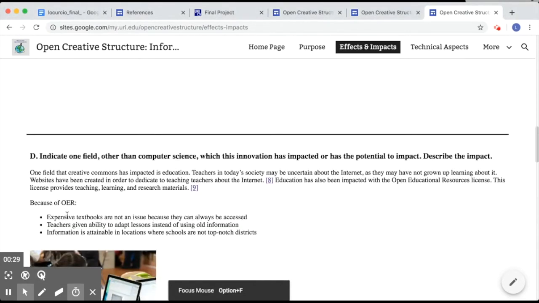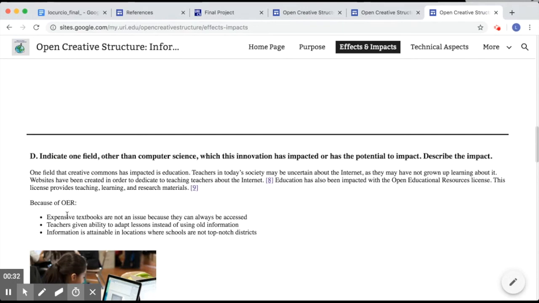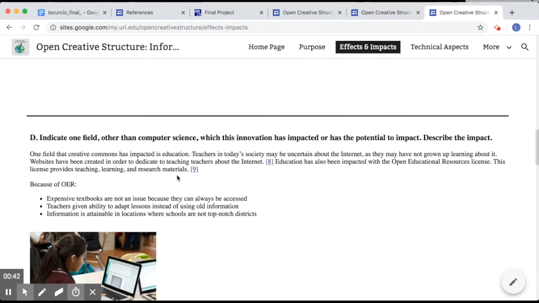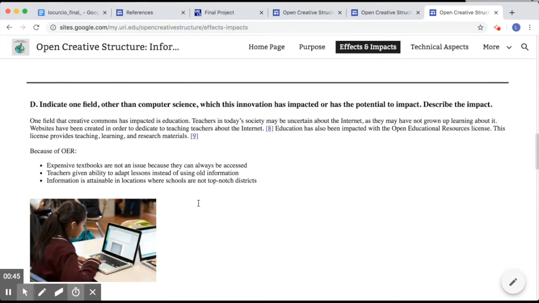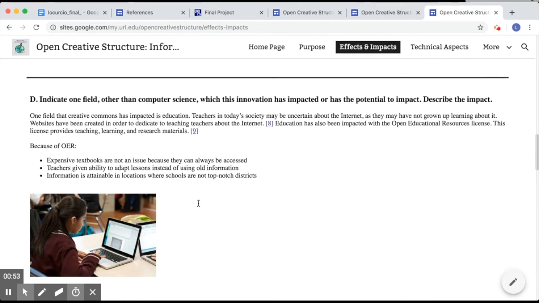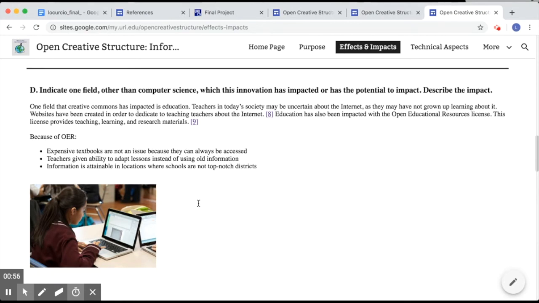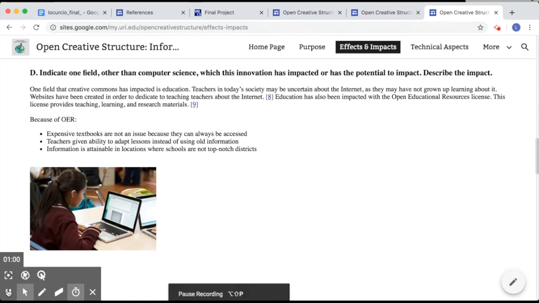Other than computer science, these innovations have impacted education with the Open Educational Resource License. This license provides teaching, learning, and research materials. Because of this license, expensive textbooks are not an issue because they can always be accessed online. Teachers are given the ability to adapt lessons instead of using old information. Information is attainable in locations where schools do not have top-notch districts.